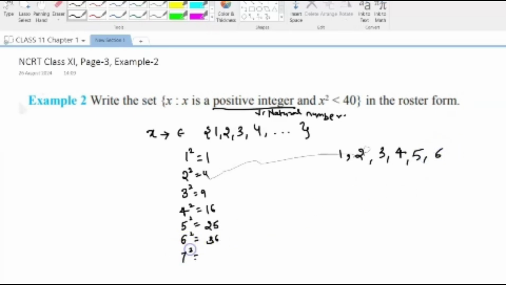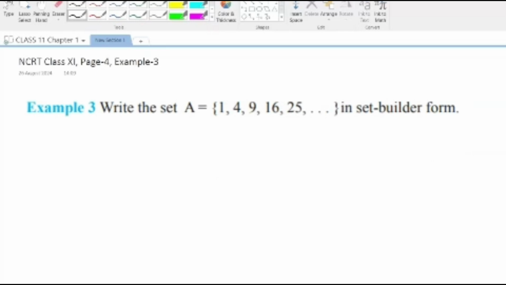And 7 square is 49. Now this is greater than 40. And for all the other positive integers, the square would always be greater than 40. So we'll stop at 6. So to write this in the roster form, we'll write it in curly brackets. So this will be your required set. Let's see the next example.